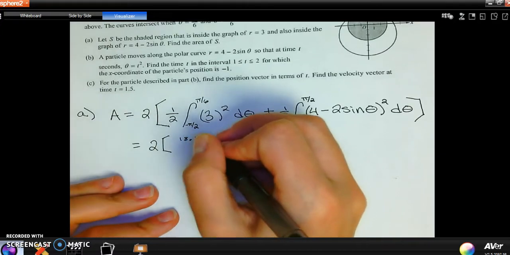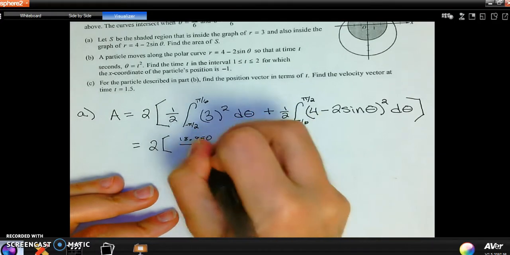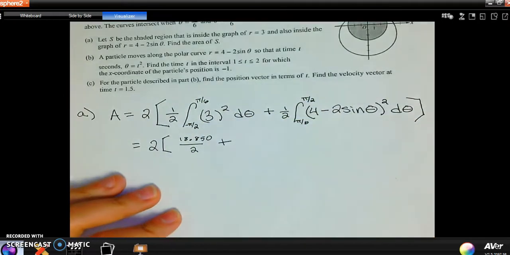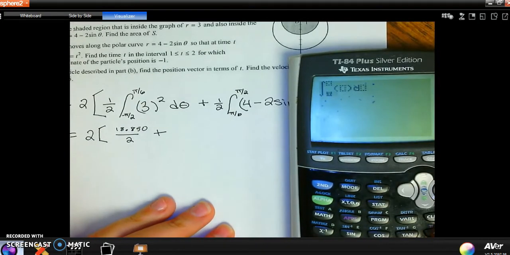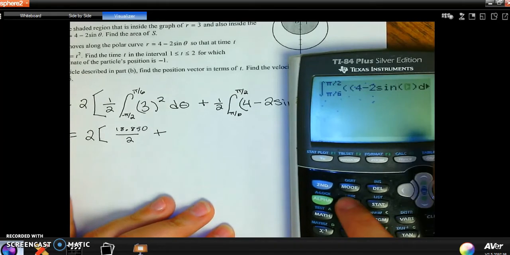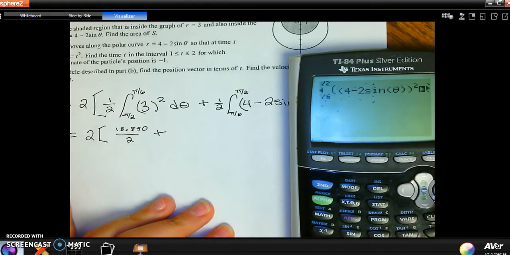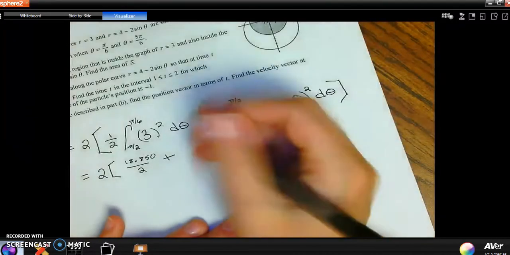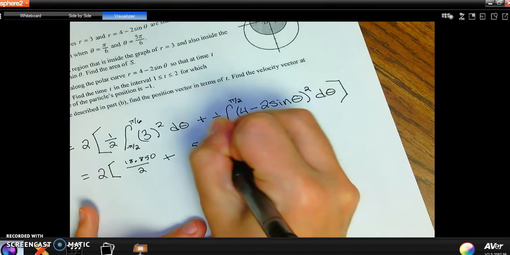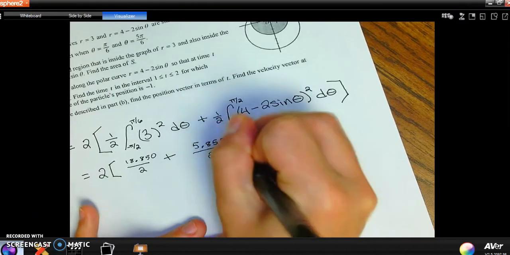18.85 divided by 2 plus, and just in case you didn't know how to do that again, you hit math 9, and then I'm going to put the other bounds in there. It was pi over 6 and pi over 2, and then I'm going to do 4 minus 2 sine theta, close that up and square it, d theta. So you type that in and you get this 5.59 number. So plus 5.859. And again, that's over 2, so you have this.